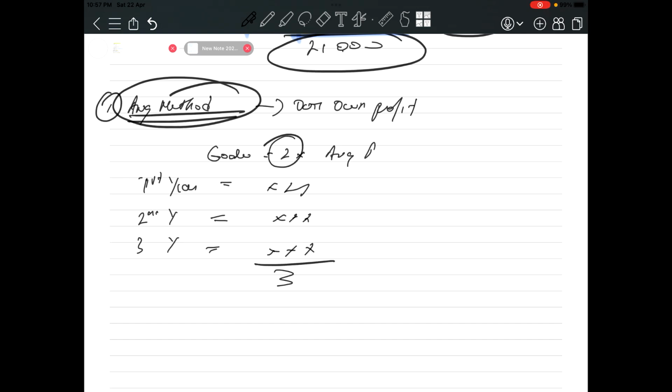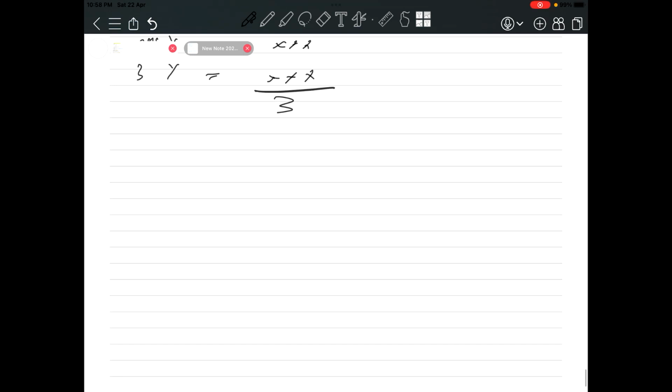And you multiply it by 2 as per the requirement of the question, so you will get the amount of goodwill. So in case of average profit, we take the past years' profit of our own business and calculate the goodwill. Now in case of super profit method, what is super profit?